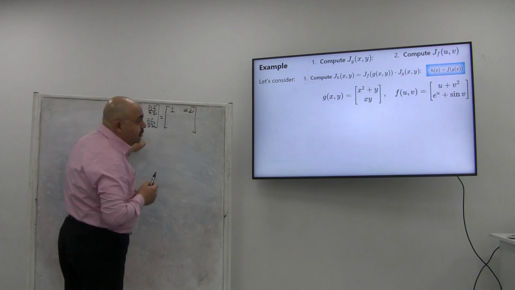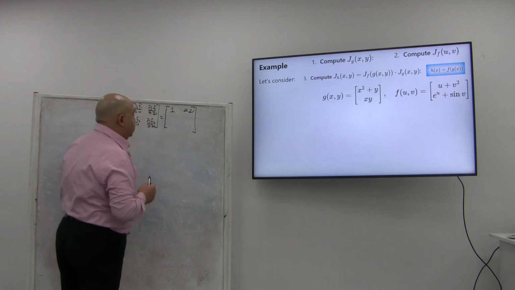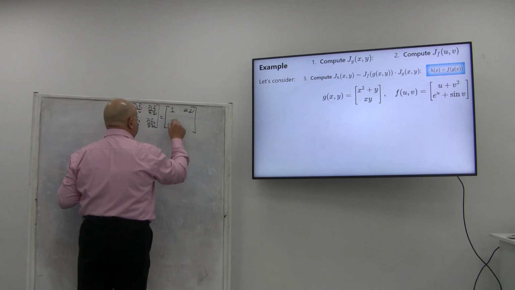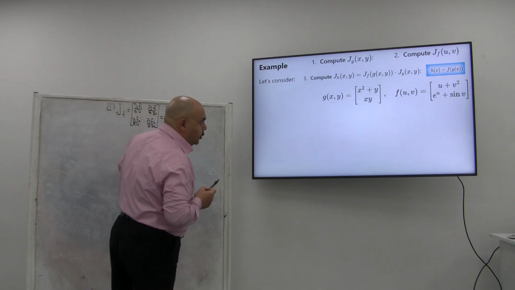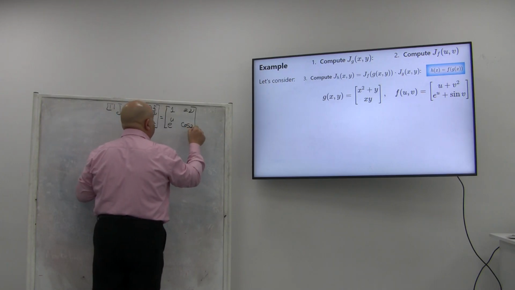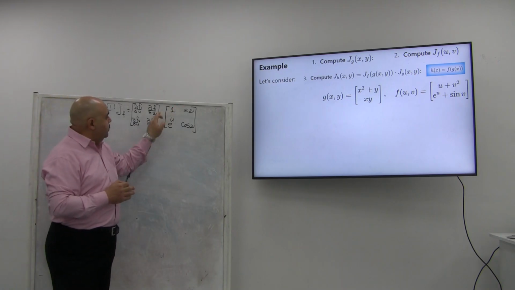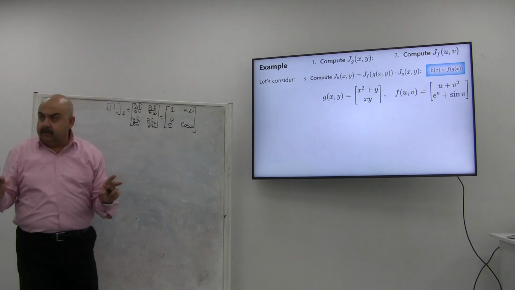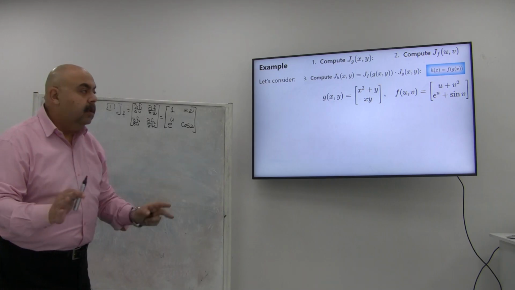Okay, for the second row, differentiating with respect to U, it's gonna be e to the power of U. Here we go. Then differentiating the second function with respect to V, it's gonna come up to cosine V. So that's the Jacobian: 1, 2V, e to the power of U, cosine V. Very simple. Any problems? Any questions? Here we go. Okay.